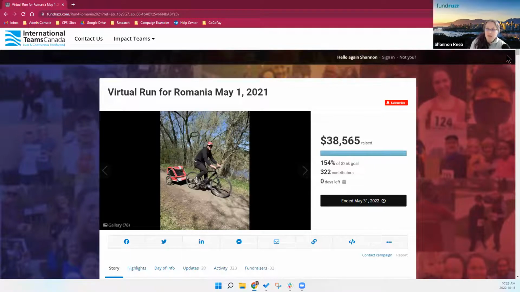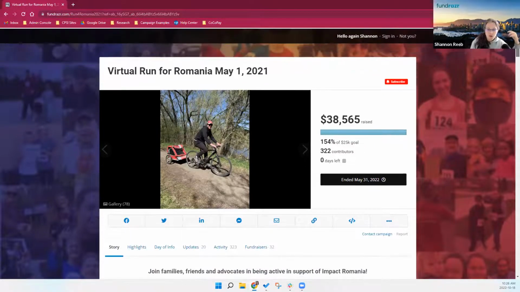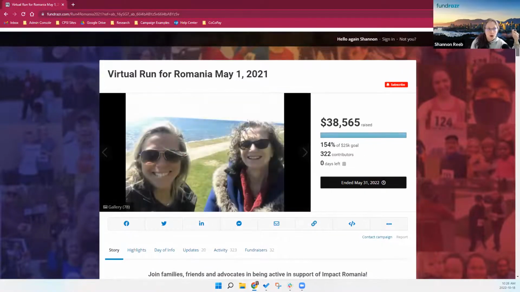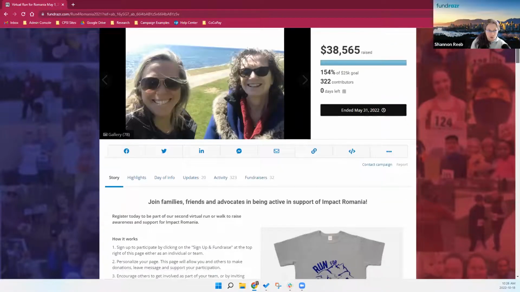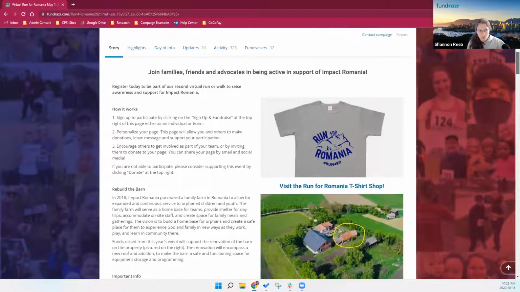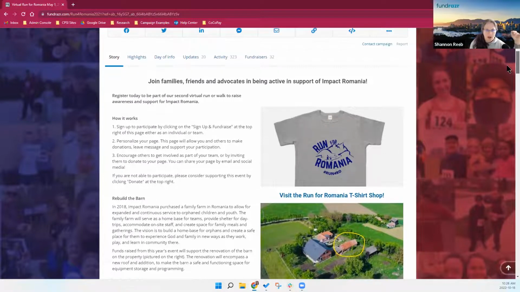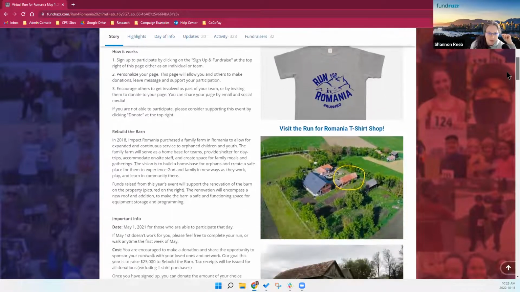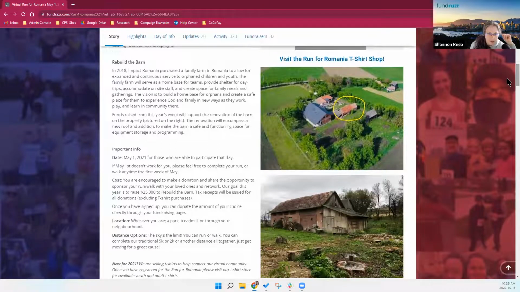And what a virtual event means is you dictate what you want the fundraiser to do, and they do that on their own. So this was still a run, or a walk, etc. I can't remember if it was 5K or 10K. Oh, okay. You can complete the traditional 5K or 2K. Awesome. For us lazy people.